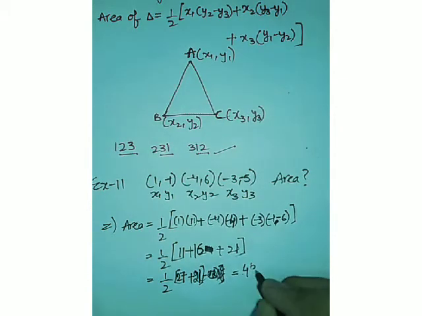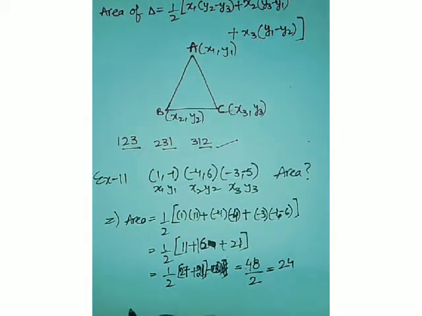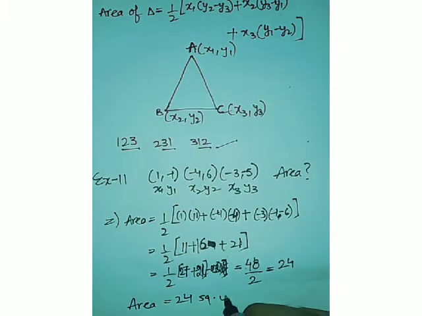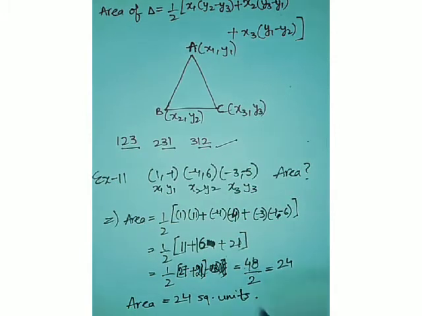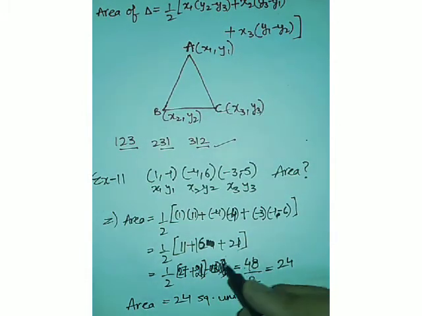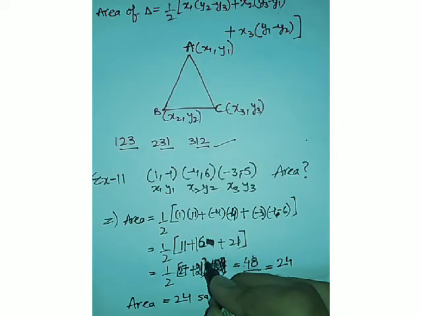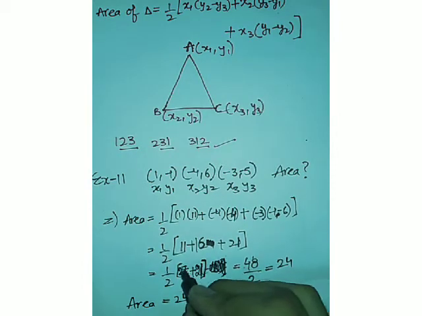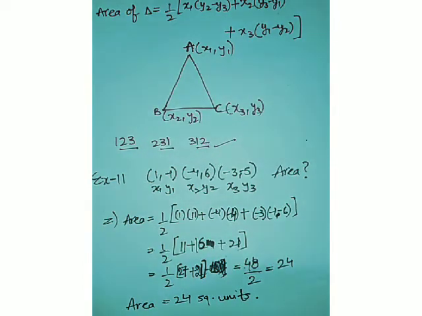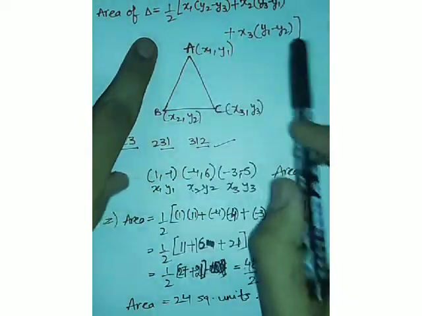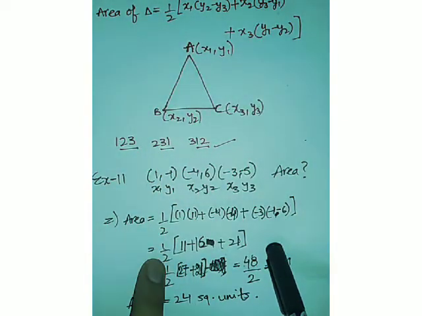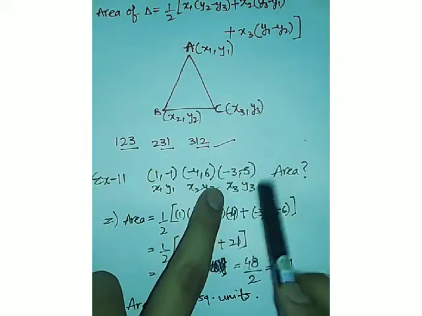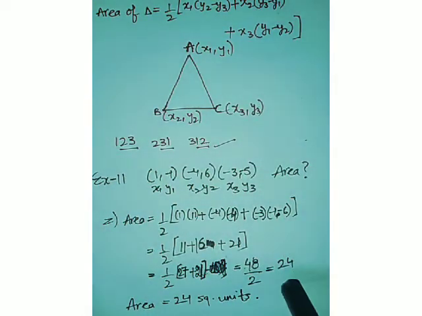So you will get 48 upon 2. What will you get? 24. So the area will be equal to 24 square units. Don't forget to write square units because area is always in square units. So this is how we have applied the formula of finding area of a triangle, and you can clearly see that there are a number of calculations involved. That's why I also made a mistake by writing the wrong statement. So check the statement twice before writing, all right?